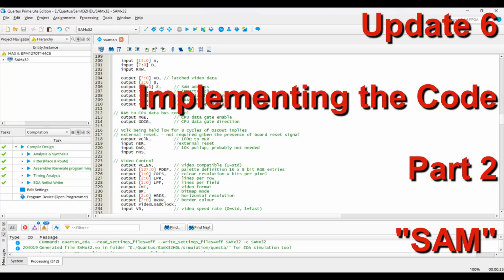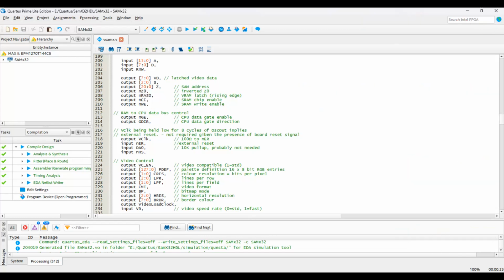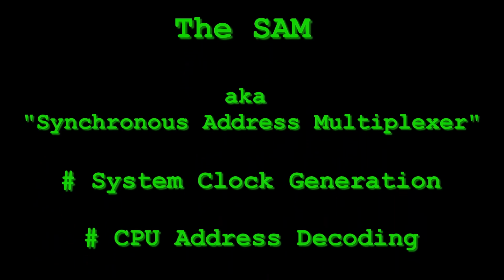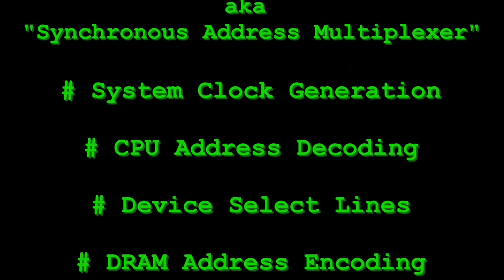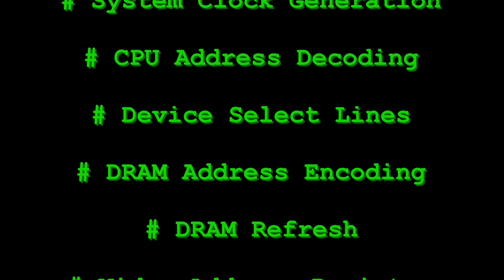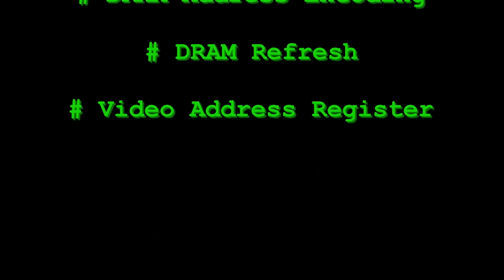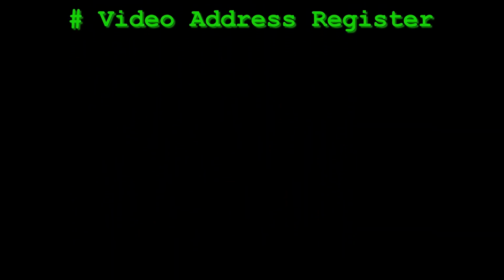Before going off the deep end and delving into how I'm going to make the VDG better, I need to talk about the other half of the hardware equation, the SAM, or Synchronous Address Multiplexer. This single chip is responsible for generating the system clocks, decoding the address bus from the CPU, deciding which device it is trying to communicate with, encoding RAM address requests, refreshing DRAM, and keeping track of the video address.